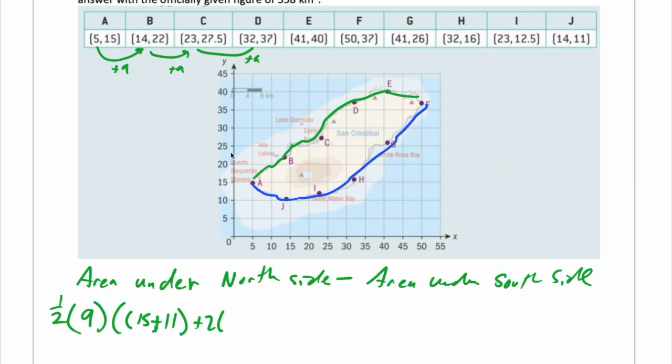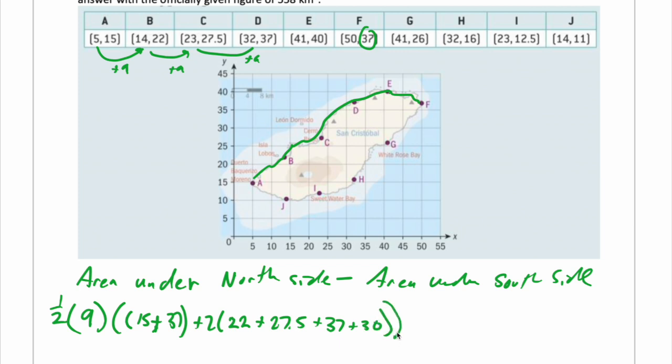Now that's a mistake there, sorry. We have to look very carefully at the curve. F is the last one, right? This is the last one, so that should be 37 right there. And all the other y values, be careful, we need the y value of B. Okay. And then C, D, E. Okay, C, D, E. And yeah, that's the whole area on the top.